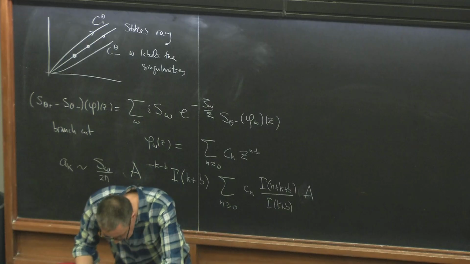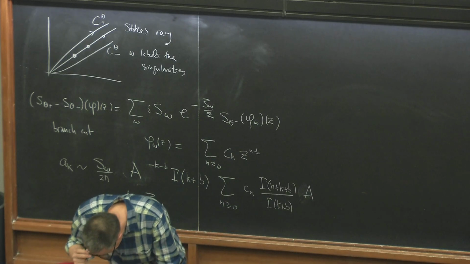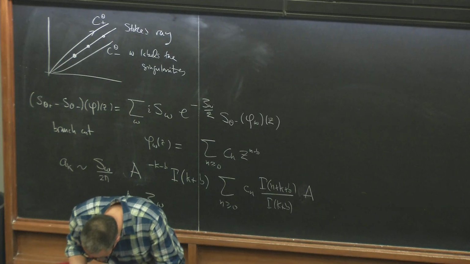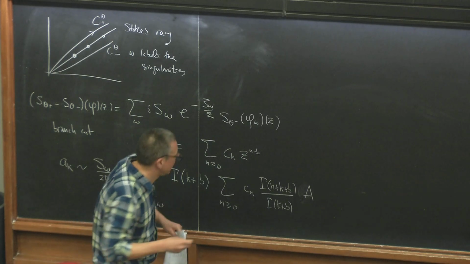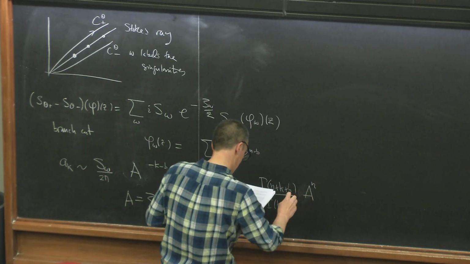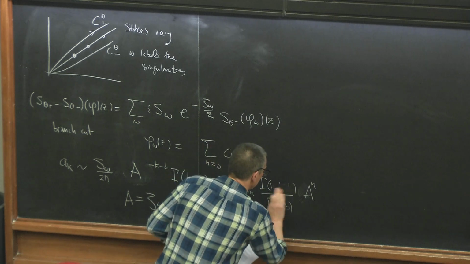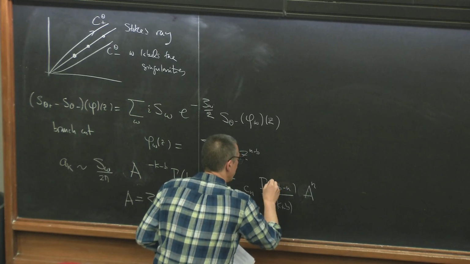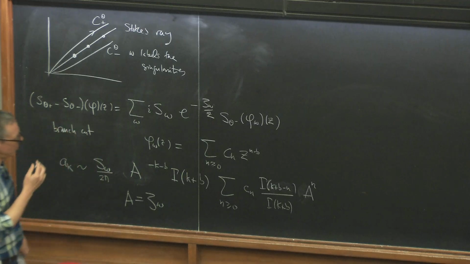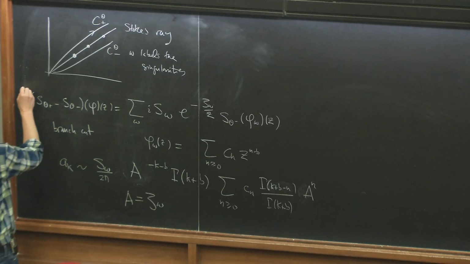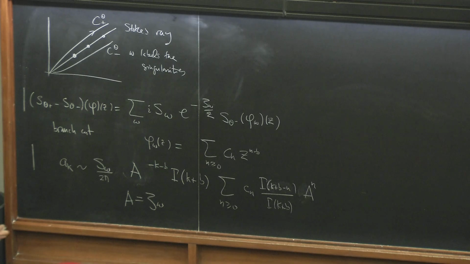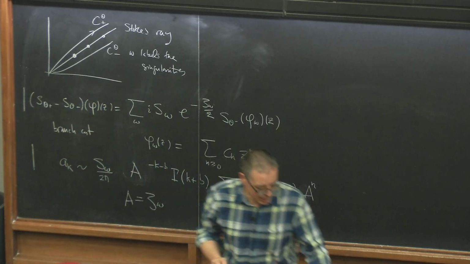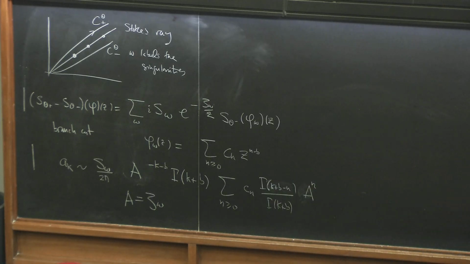Let me just check that I'm not writing anything wrong. Yeah, this is A to the n. And this is, sorry, this is minus n. K plus b minus n, okay? So these are the two methods to get information. One is the discontinuity, and the other is this. And today we are going to use this in physical examples.